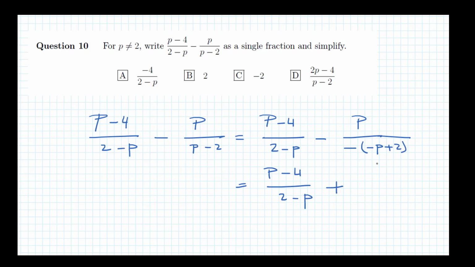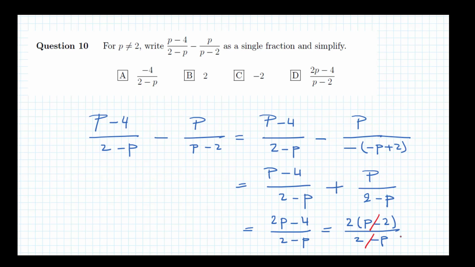So the two negative signs will give plus between the two fractions, and we get p minus 4 over 2 minus p plus p divided by 2 minus p. Once we get the same denominator, we can add the two numerators. So p minus 4 plus p equals 2p minus 4 divided by 2 minus p. Then we put 2 as a common factor in the numerator, and we get 2 times p minus 2 divided by 2 minus p, which gives minus 2, since p minus 2 divided by 2 minus p equals minus 1. So the answer here is C.